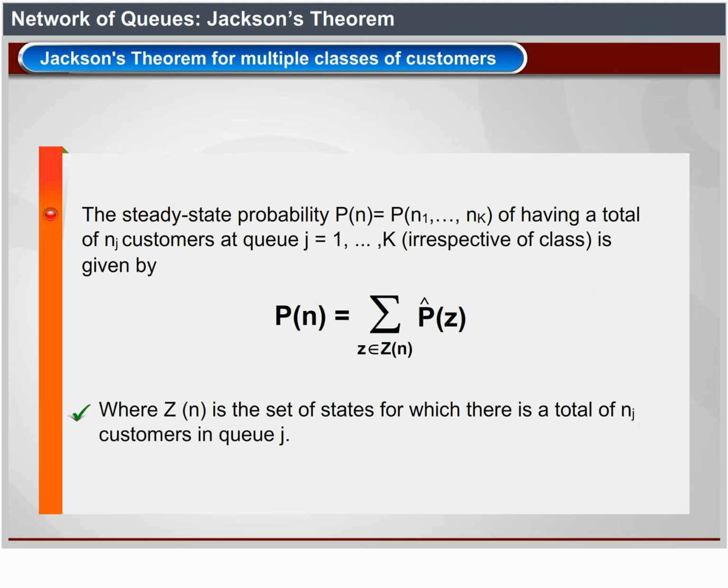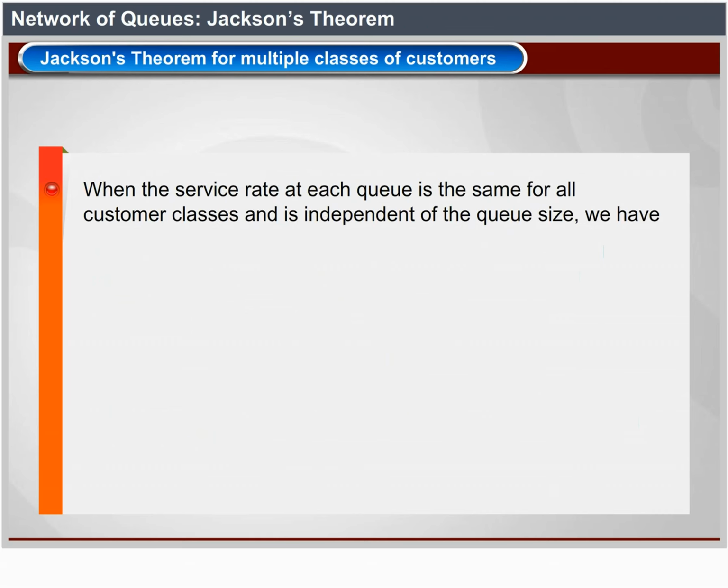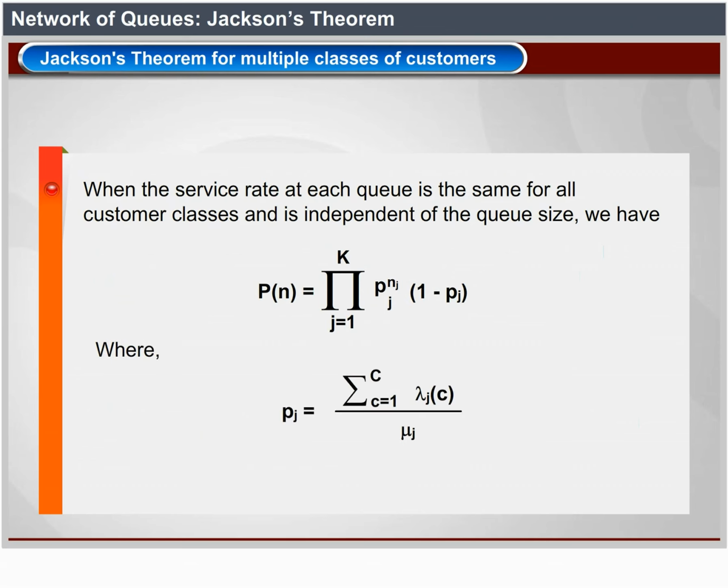When the service rate at each queue is the same for all customer classes and is independent of the queue size, we have P of n is equal to pi j is equal to 1 to k rho_j power n_j into 1 minus rho_j, where rho_j is equal to sigma c is equal to 1 to C lambda_j of c divided by mu_j, and mu_j is the service rate at Q_j.